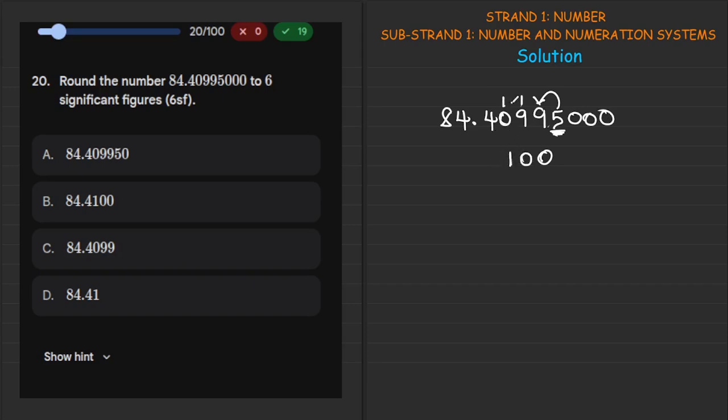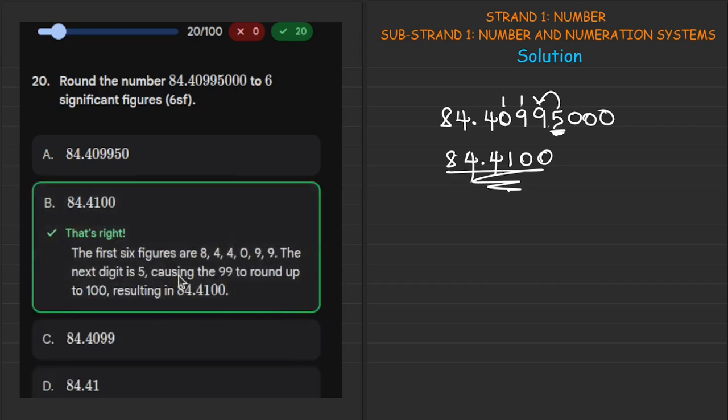So we have 1, and then we have our 4, then 0.84. This becomes our what? Rounding to 6 significant figures. So 1, 2, 3, 4, 5, 6. And that is what? B.